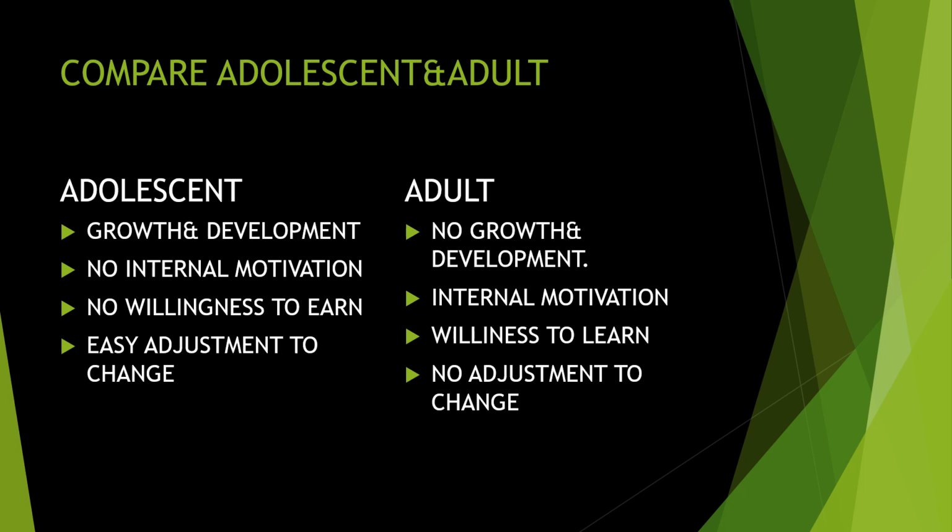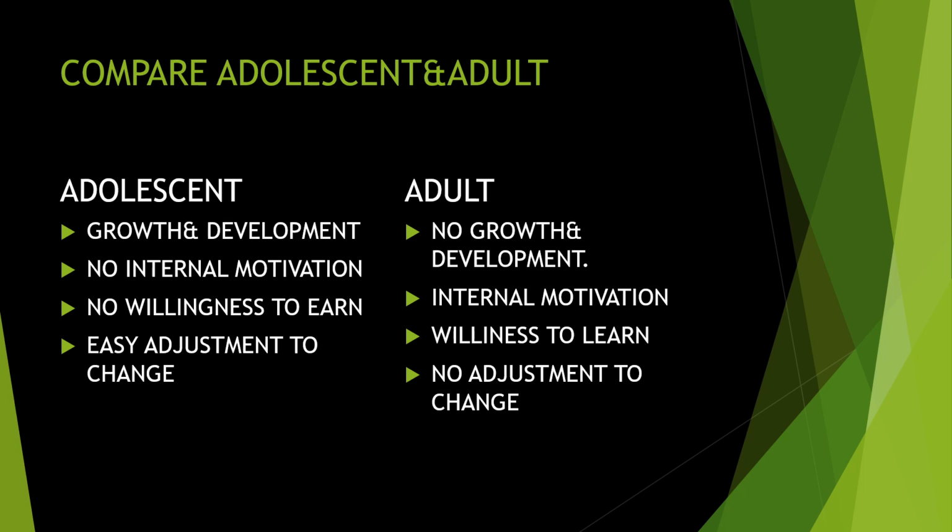Adolescent growth and development: we know that teenagers are always growing, both physically and mentally. Growth and development is always happening in adolescent learners. No internal motivation. They have no internal motivation. Outside motivation is needed, from teachers and parents. If somebody is giving guidance, they have to always motivate them to their right track. Otherwise, they will move away from their correct direction. No willingness to learn. They don't want to learn by themselves. They want to be very lazy, and they want to move on with their peer groups.